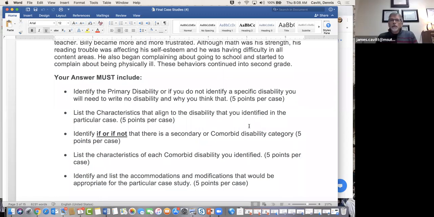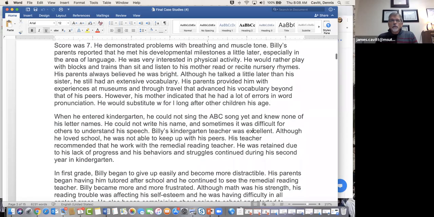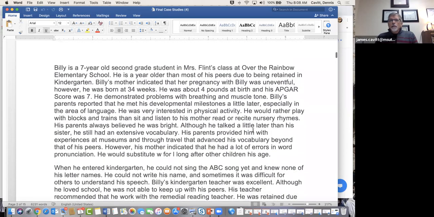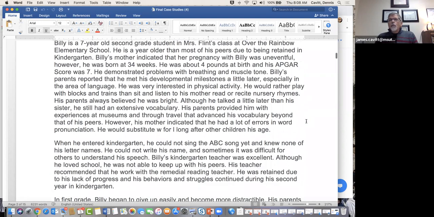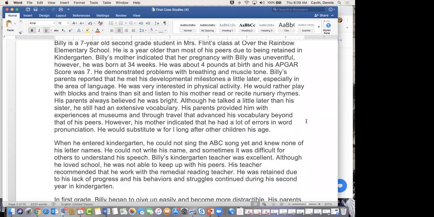Let me scroll down to the case. What specific diagnosis in other health impairment? What health disorder? ADHD? Is that what you're thinking?